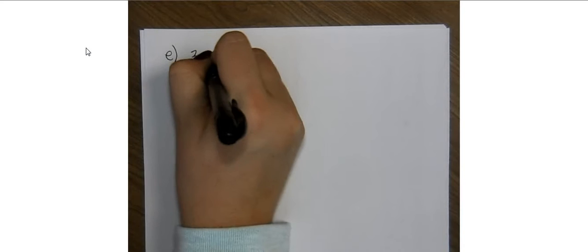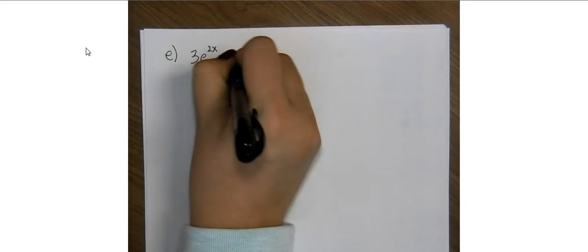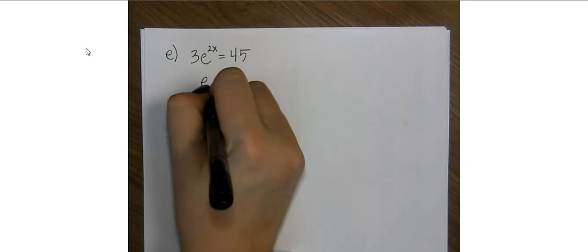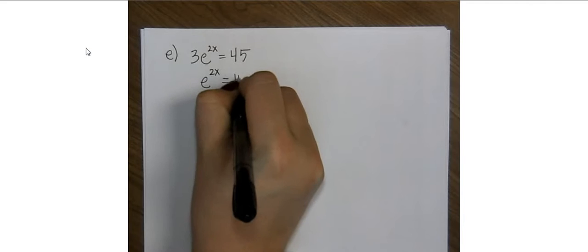I guess we're on e. So I have 3e to the 2x equals 45. All right, so now in order to do this one, we're going to do the same thing. We're going to try to isolate the exponent first, which in this case I have to divide by the 3. That gives me e to the 2x equals 15.